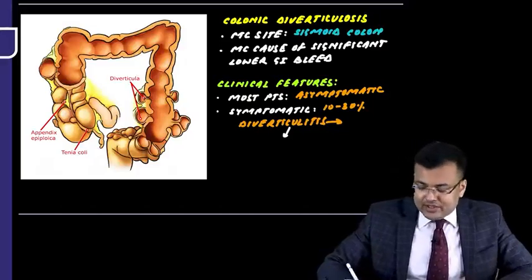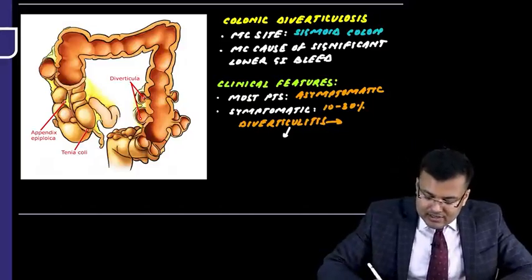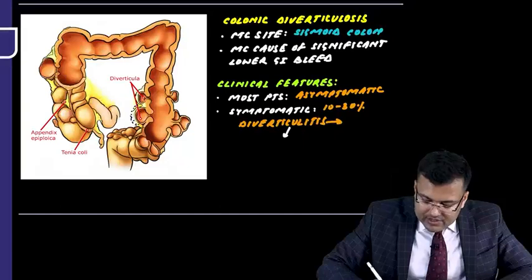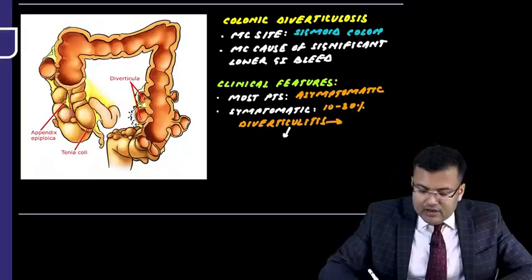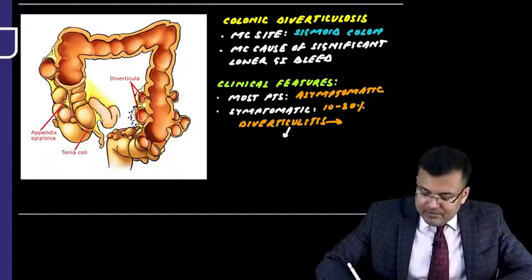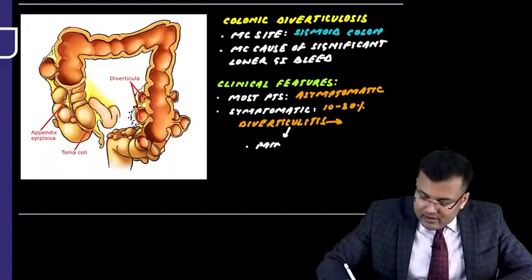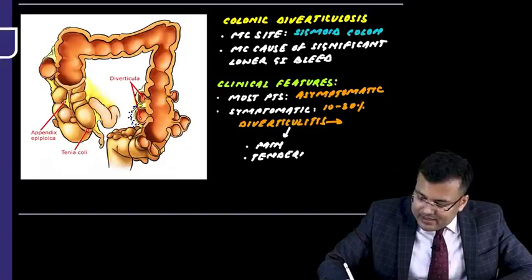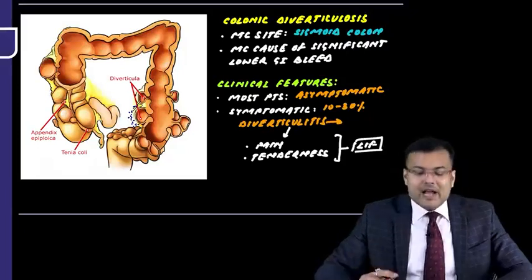So what is the manifestation? Because of peridiverticulitis, there is perforation. So inflammation is there around the diverticula. So what kind of symptom? These patients are having pain and tenderness. And where is the pain and tenderness? This pain and tenderness is in the left iliac fossa.